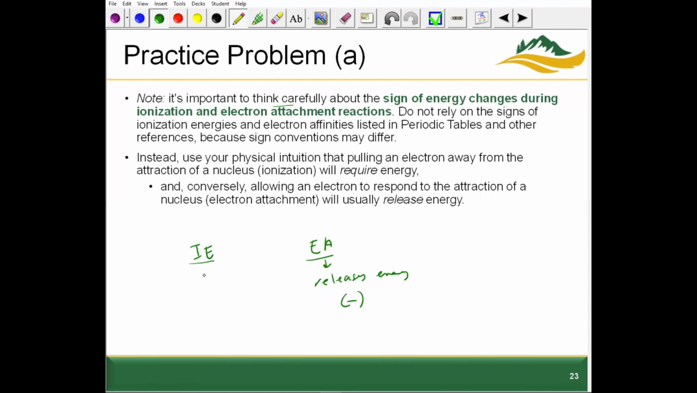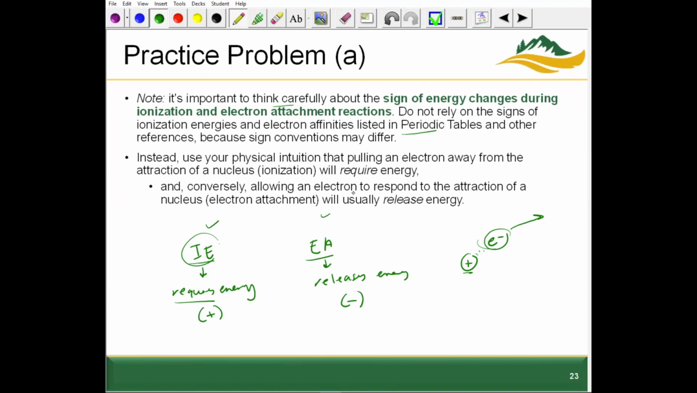this requires an input of energy. Negatively charged electrons don't want to be plucked away from a positively charged nucleus. That's why this requires an input of energy to remove that electron. An input of energy means we'll see a positive sign for energy. So rather than relying on a table, a periodic table, or table 8.2 or 8.3 in your book, it's better to think about the signs intuitively because then that will always make sense.